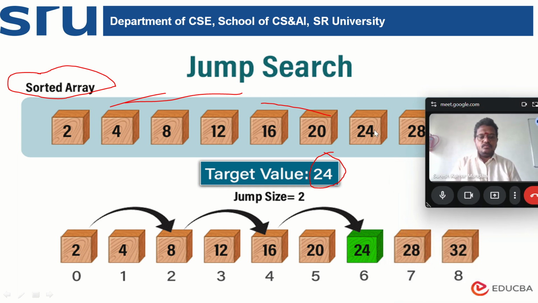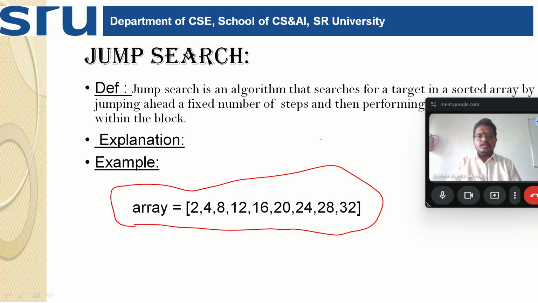According to the definition, the jump search algorithm searches for the target in a sorted array by jumping ahead in a fixed number of steps. After jumping, it starts searching sequentially, in a linear manner, one after another. It starts the jumping from a particular fixed number of steps.